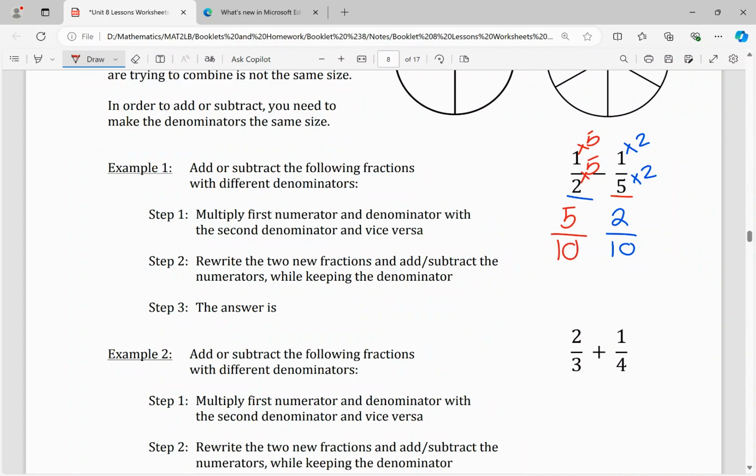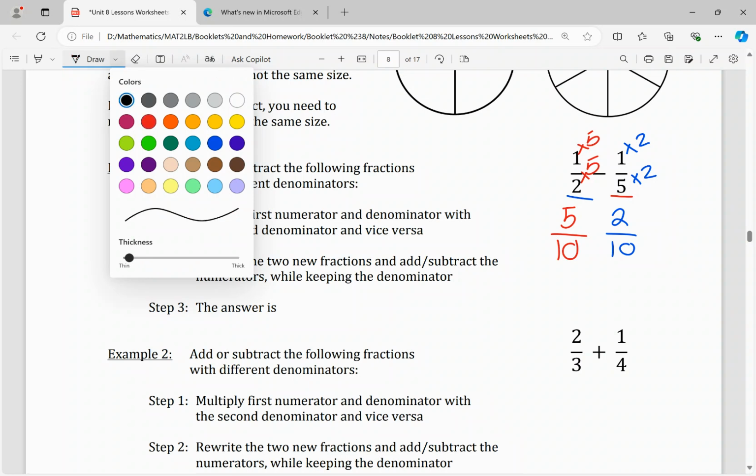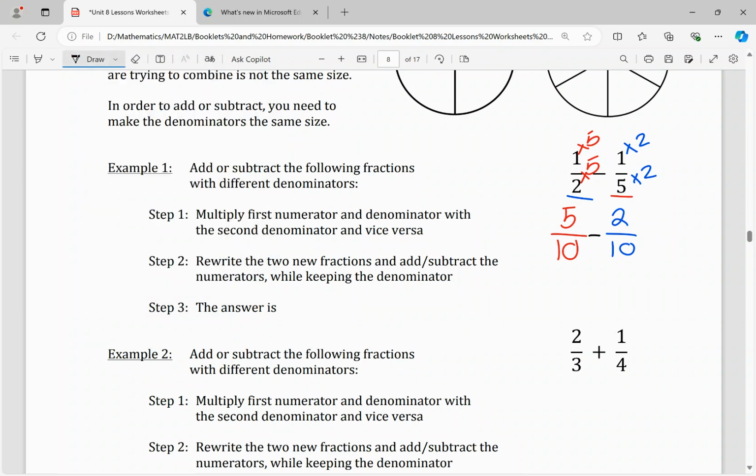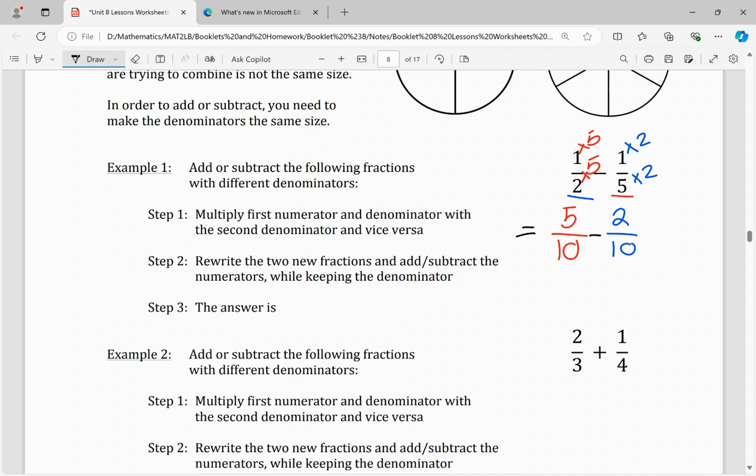Now, we originally were subtracting these two fractions. That's going to stay the same. Please put a subtraction symbol between those two. If you've done this correctly, your denominators should be the same. In this case, they are both 10. And now we can subtract the two fractions just like we did in the previous lesson. Because the denominators are the same, I can subtract the numerators. 5 minus 2 is 3. And please remember, your denominator does not change here.